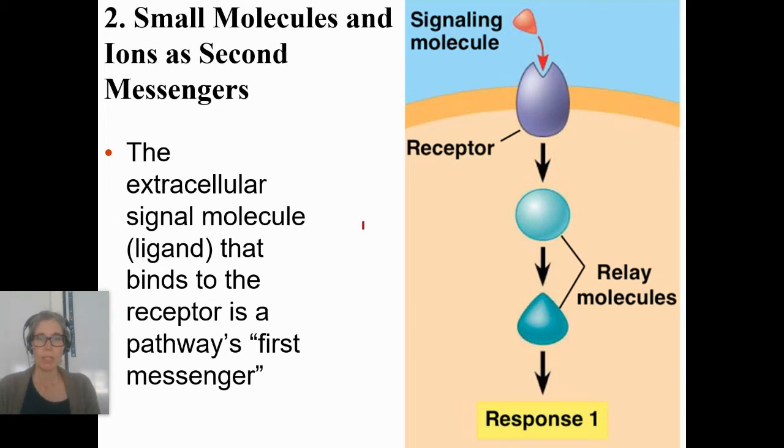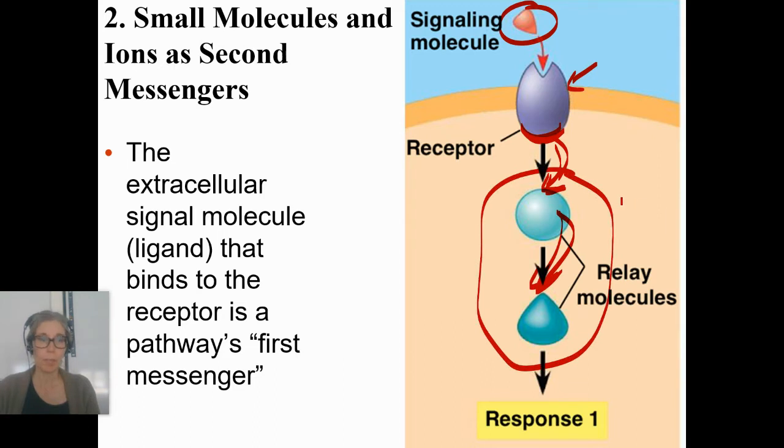Welcome to AP Biology. Today we're talking about signal transduction pathways. So, a signaling molecule attaches to a receptor, causes a change in the inside, or the cytoplasmic domain, of that receptor, which causes some changes inside. These relay molecules may be proteins or they may be something called second messengers.